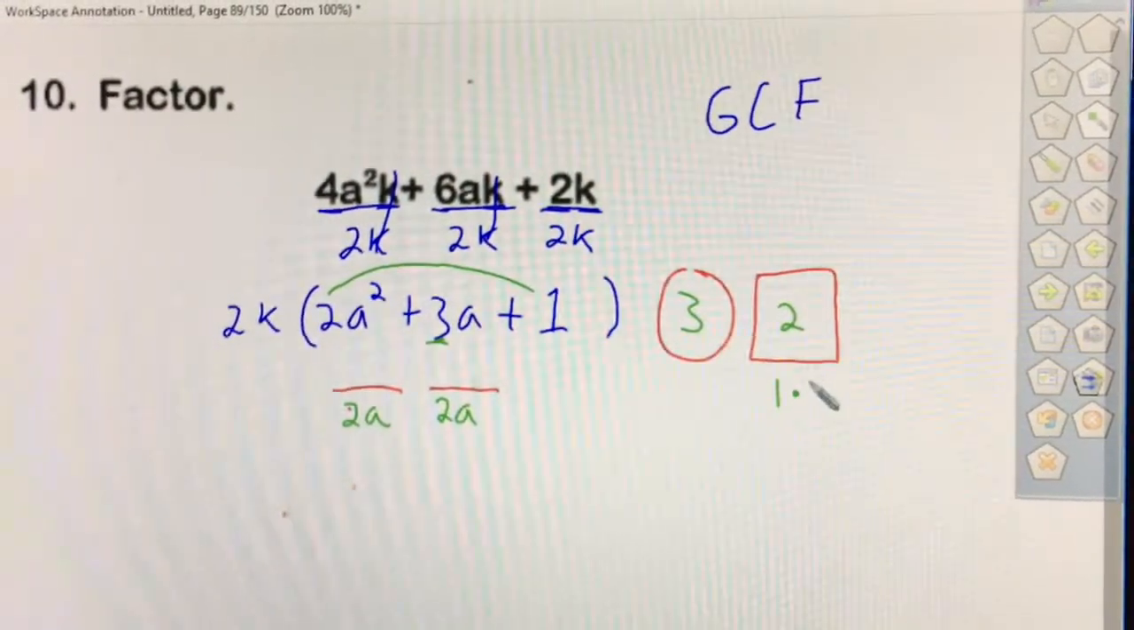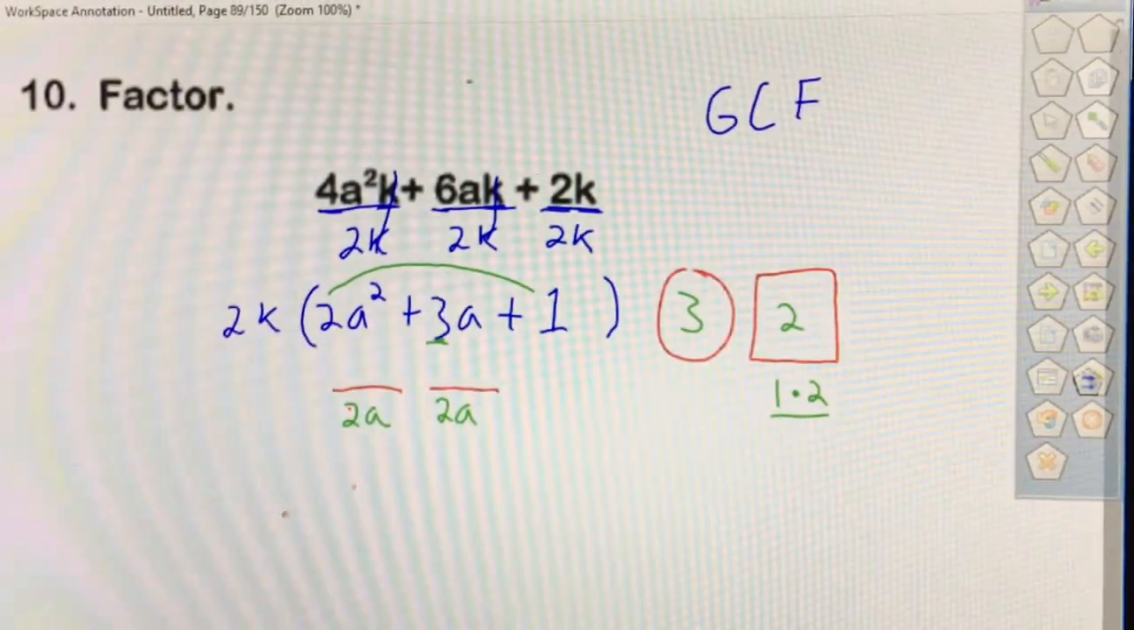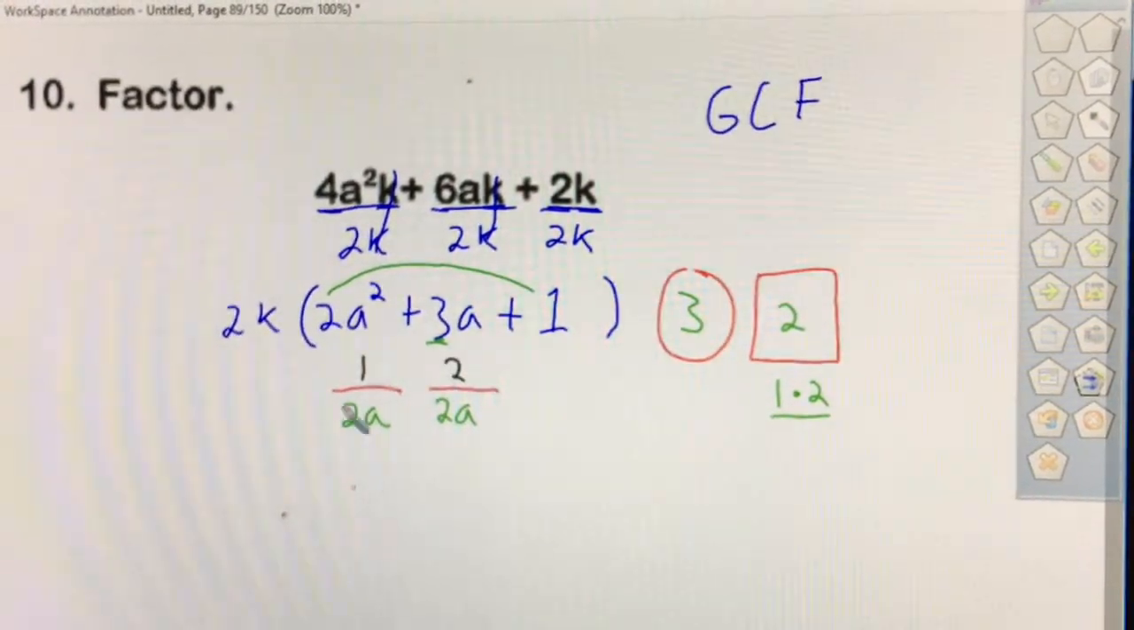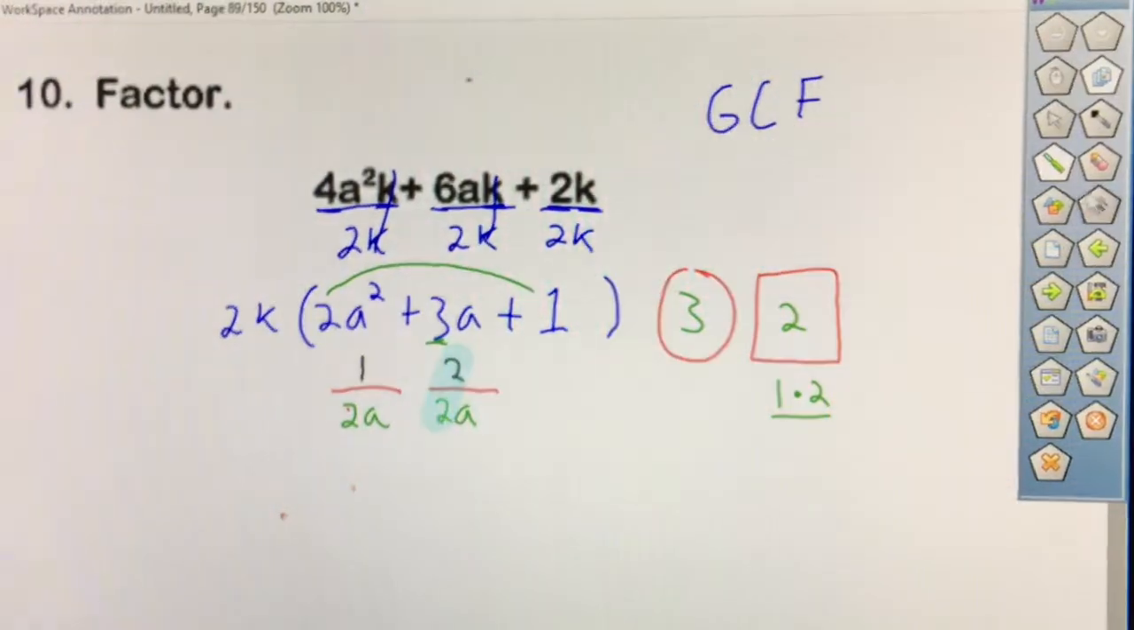The only factors for 2 are 1 and 2. Notice they add up to equal 3. I take this 1 and 2, and I drop them on top. Now I see if anything will simplify over here. And notice, the 2s simplify, so that's going to give me 1 over a. I'm able to factor this now.